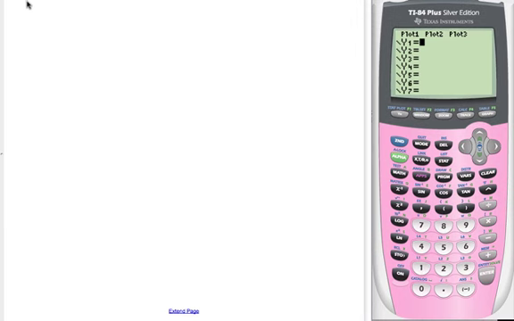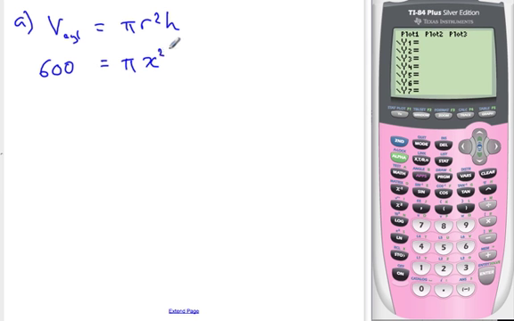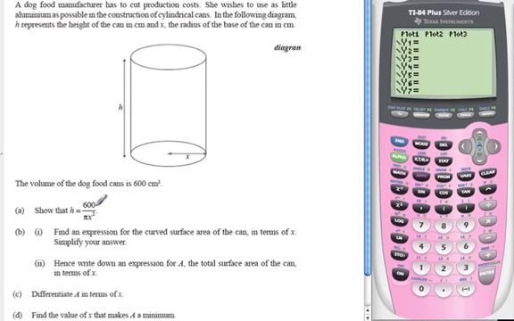So, what we're going to do, let's get a pen. Part A. The volume of a cylinder is given by pi r squared, the area of a circle, the base, times h. Now in our case, it tells us that the volume is 600 and the radius is x, so we've got x squared, and the height. If we want an expression for the height, I need to divide by pi x squared. Okay, and then I've shown how we got that expression.